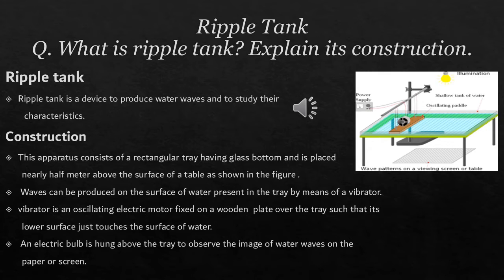Construction: this apparatus consists of a rectangular tray having a glass bottom and is placed nearly half a meter above the surface of a table, as shown in the figure. Waves can be produced on the surface of water present in the tray by means of a vibrator. The vibrator is an oscillating electric motor fixed on a wooden plate over the tray such that its lower surface just touches the surface of water. An electric bulb is hung above the tray to observe the image of water waves on the paper or screen.